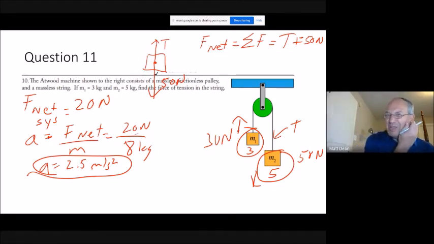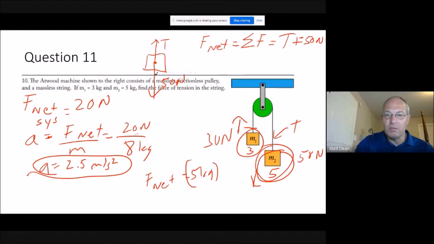All right, so we can calculate the net force acting on box 2. The net force acting on box 2 is going to be box 2's mass, 5 kilograms, times box 2's acceleration, which is going to be negative 2.5 meters per second squared. It's negative because it's going to be accelerating downward. So now if we go back up to our equation here, our net force is going to be 5 times 2.5. So that's 12.5. So our net force is negative 12.5 newtons.